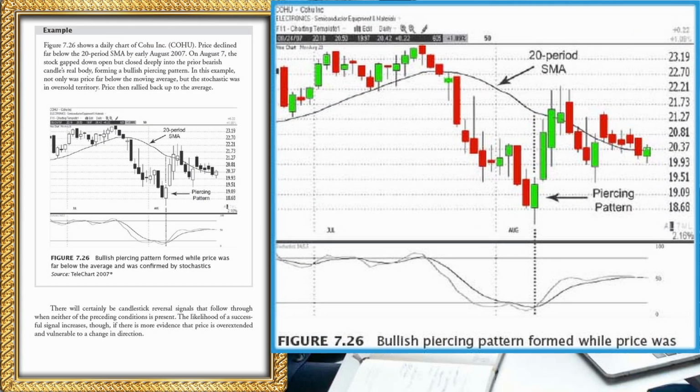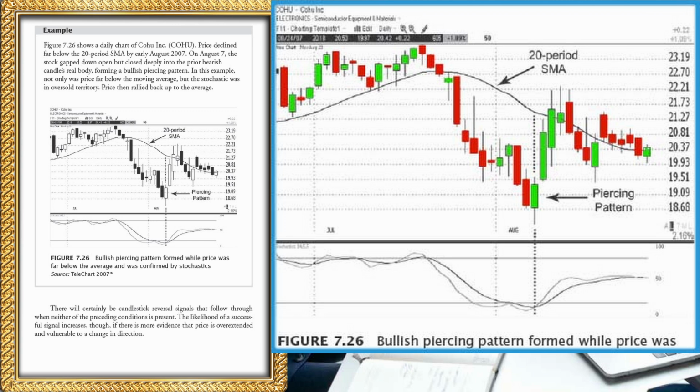Example: Figure 7.26 shows a daily chart of Cohu Inc. (COHU). Price declined far below the 20-period SMA by early August 2007. On August 7th, the stock gapped down open but closed deeply into the prior bearish candle's real body, forming a bullish piercing pattern. In this example, not only was price far below the moving average, but the stochastic was in oversold territory. Price then rallied back up to the average.